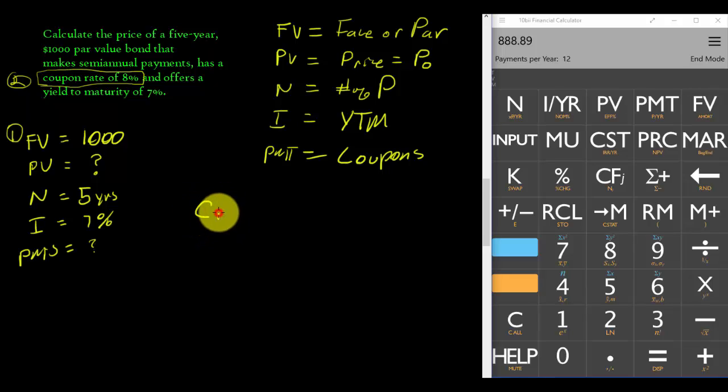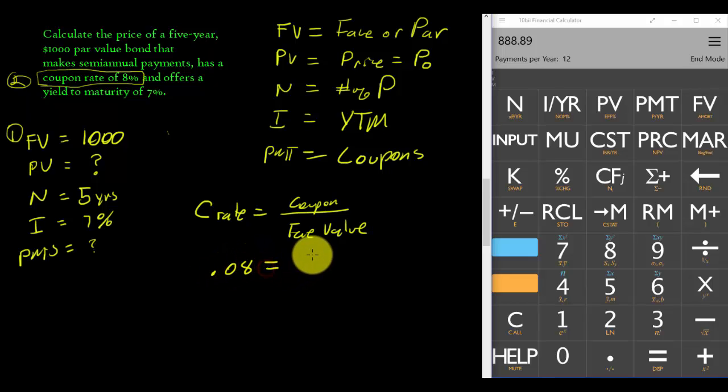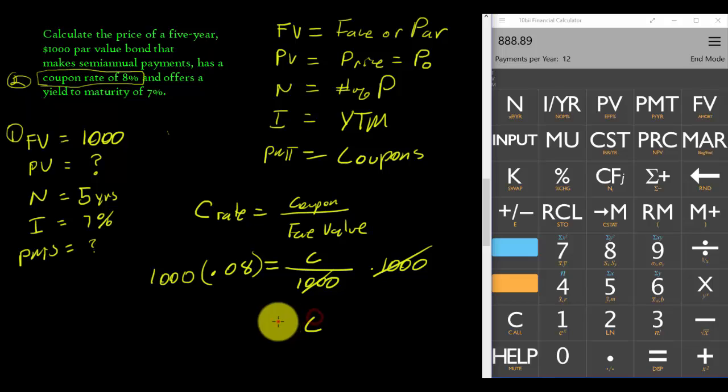Well, I know that coupon rate is equal to coupon over face value or par value. I know coupon rate because it's given in the problem, and I know face value because it's given in the problem. So all I have left is the coupon. No problem. So this is going to be 0.08 for 8% is equal to the coupon over $1,000. I multiply this whole thing by $1,000 on the other side, and that tells me that the coupon is equal to $80. Easy.